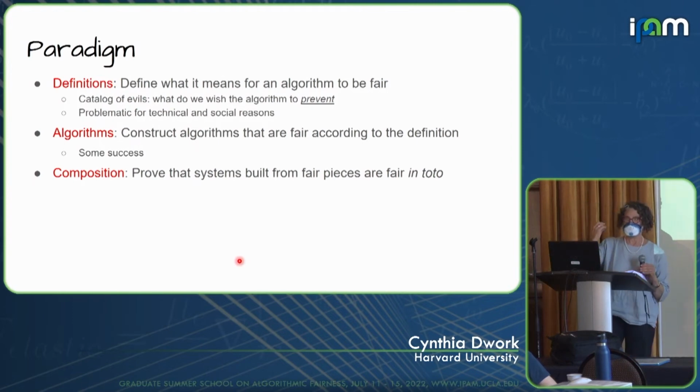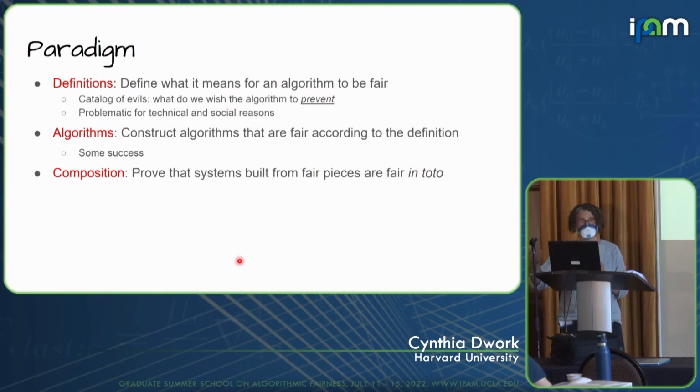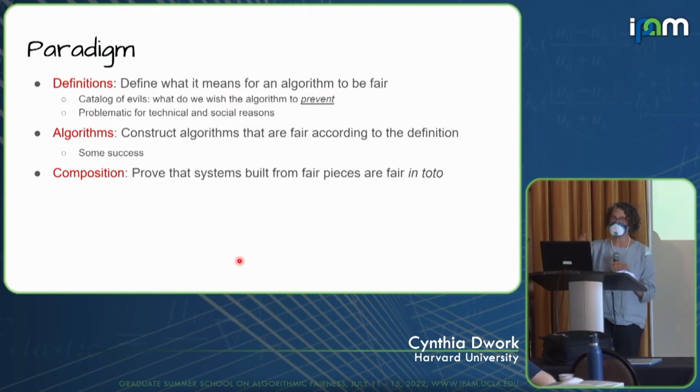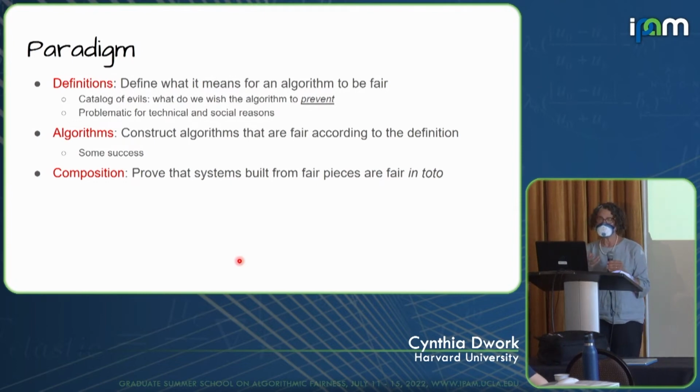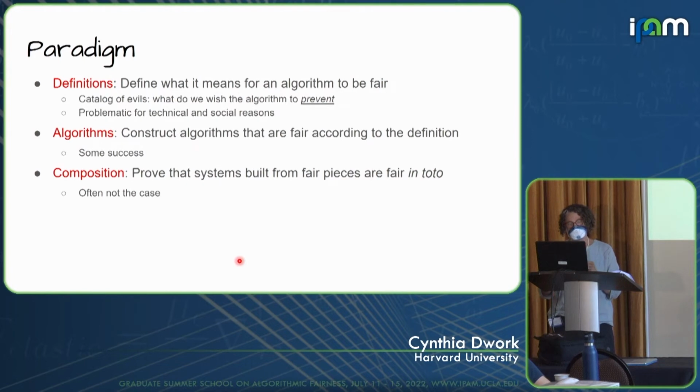You don't want to have just one episode of classification. You want to be able to do it many times. You want to score many people, many different systems. So you want to somehow prove that systems that are built from fair individual pieces will, when taken together, give you fairness in toto. And oddly and astonishingly, often this is not the case, and we'll see some examples. But this is the paradigm.